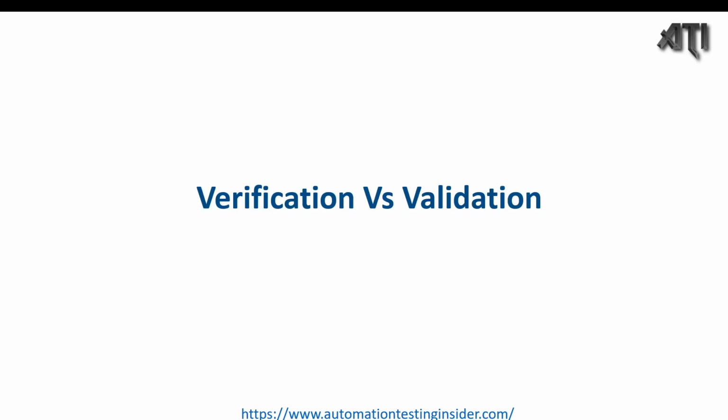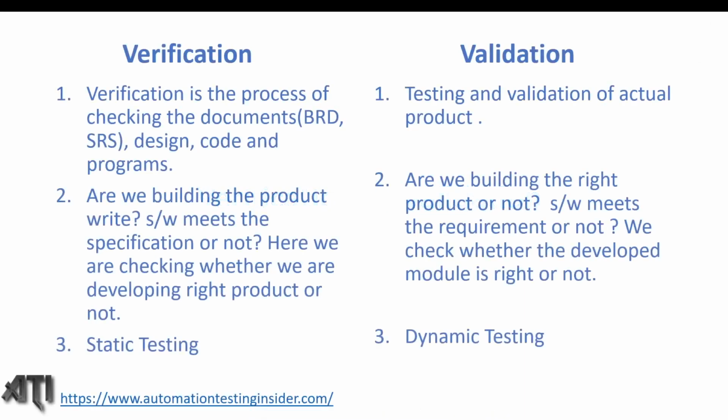Before I start the V model, it's very important to understand verification and validation. In coming days, I'll talk about the V model, so let's focus on verification and validation as of now. Here I have listed down the definitions of verification and validation and the difference between them. Verification is the process of checking documents like BRD, SRS, CRS (customer requirement specification), design, code, and programs. And validation is testing and validation of the actual product.